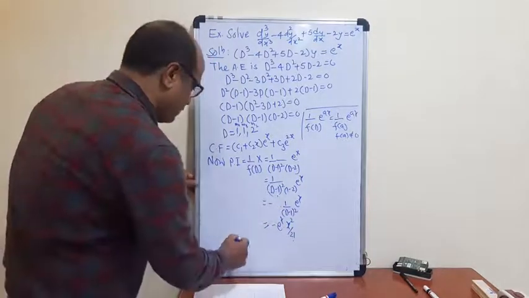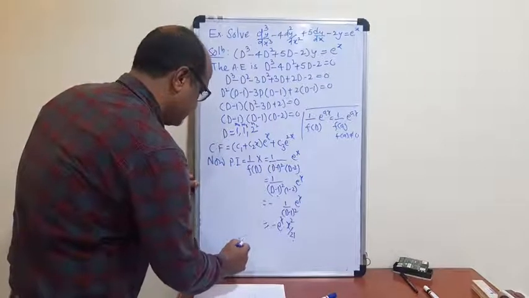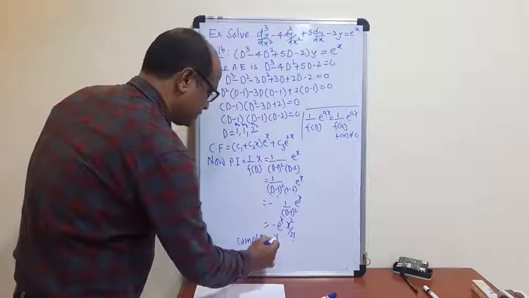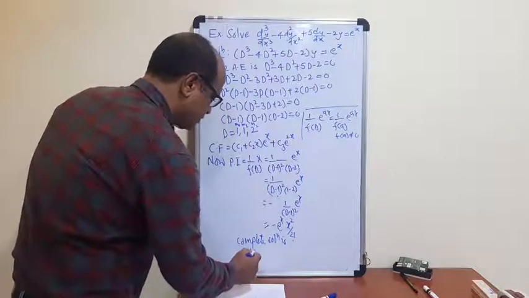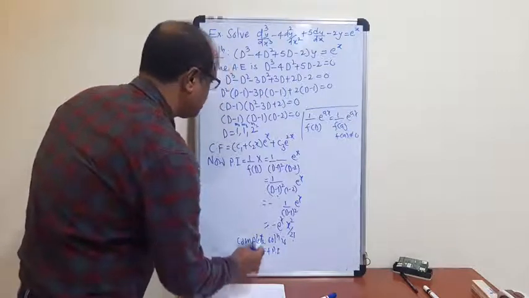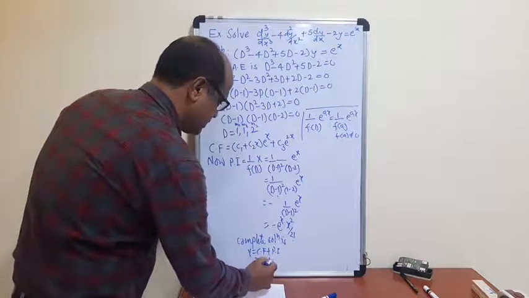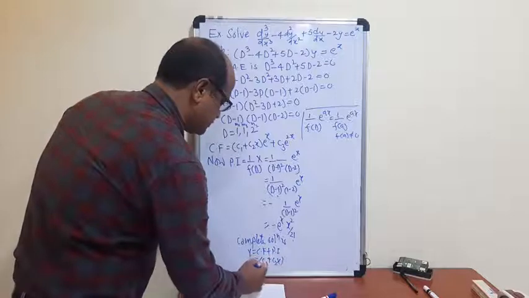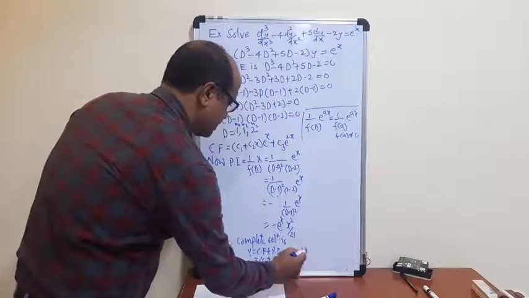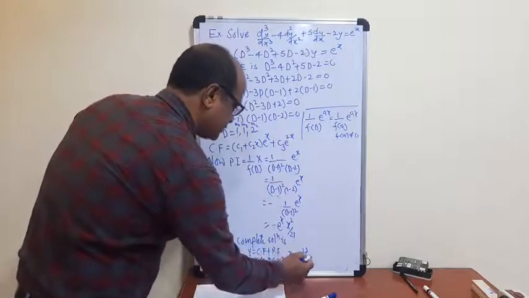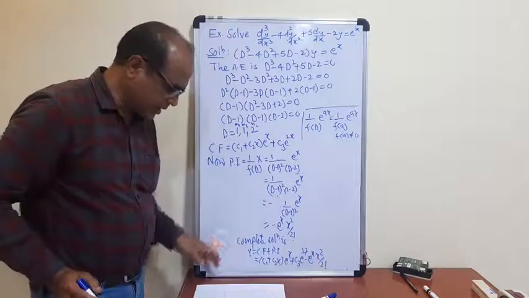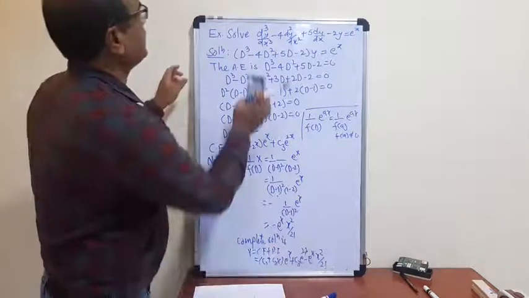Therefore, the complete solution is Y equal to CF plus PI. So what is the CF? This is CF, C1 plus C2 x e raised to x plus C3 e raised to twice x, plus PI, that is minus e raised to x into x square by 2 factorial. So this is the solution of the differential equation. Okay, so we take another example.